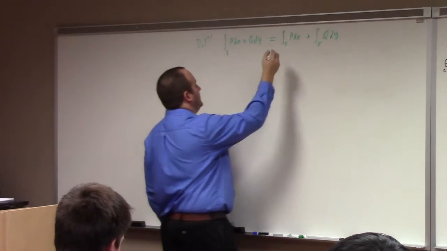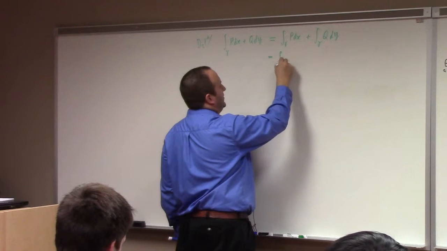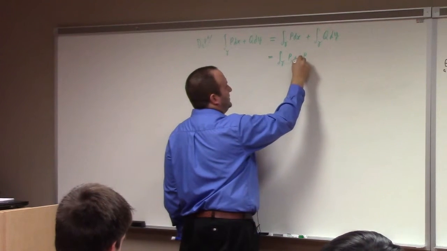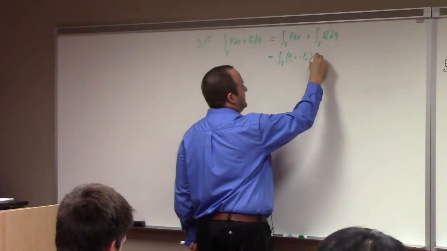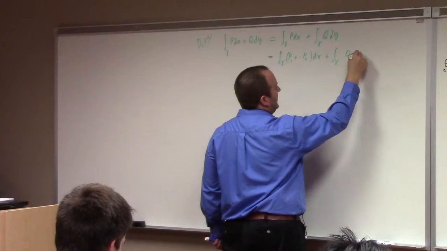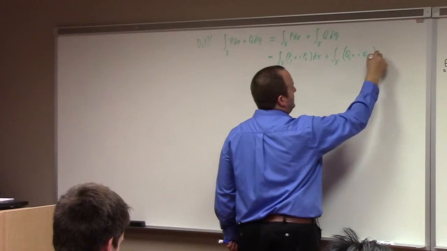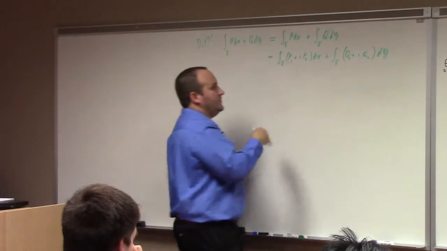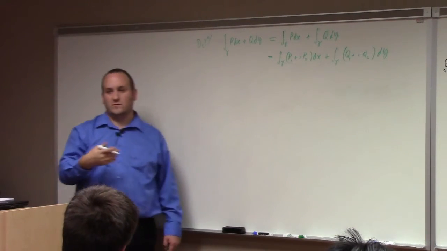So let me expand on this. This would be like the integral over gamma of P1 plus iP2 dx plus the integral over gamma of Q1 plus iQ2 dy. Now here I'm assuming P1, P2, Q1, and Q2 are real.